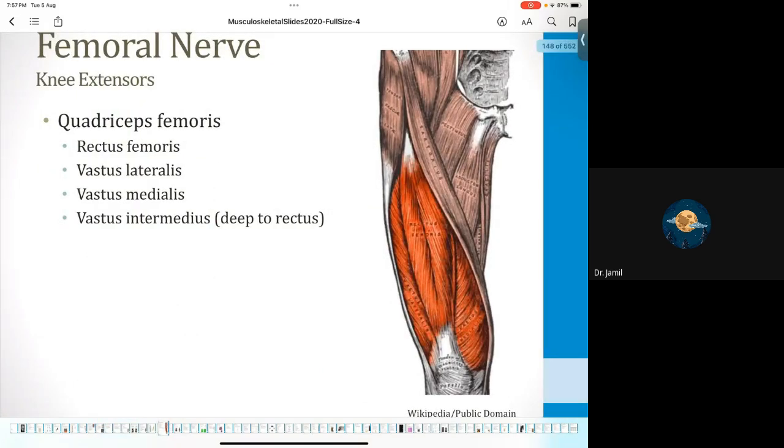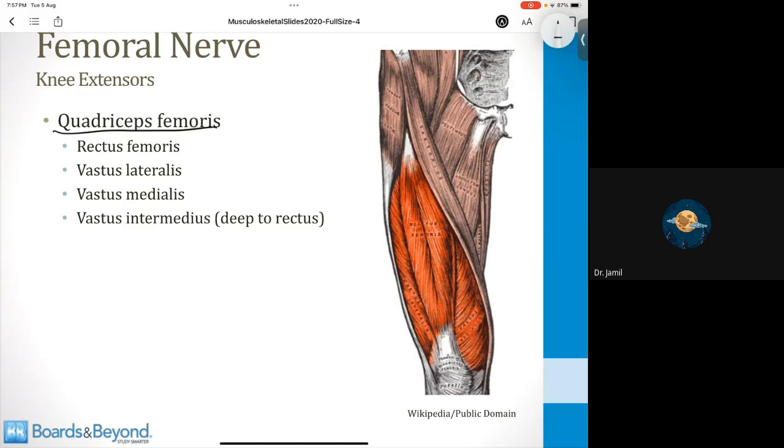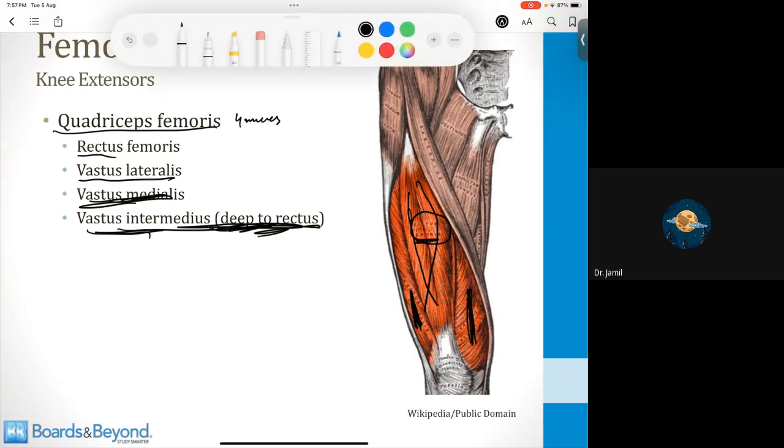Okay, the other ones are your quadriceps muscles, which are present in the anterior thigh. As the name indicates, quadriceps, we have 4 muscles, right? The word quad means 4. The rectus femoris, you can see this is your rectus femoris, this big one, right? Vastus lateralis at the lateral side. Vastus medialis at the medial side, that makes a lot of sense, right? Vastus intermedius is below the rectus.